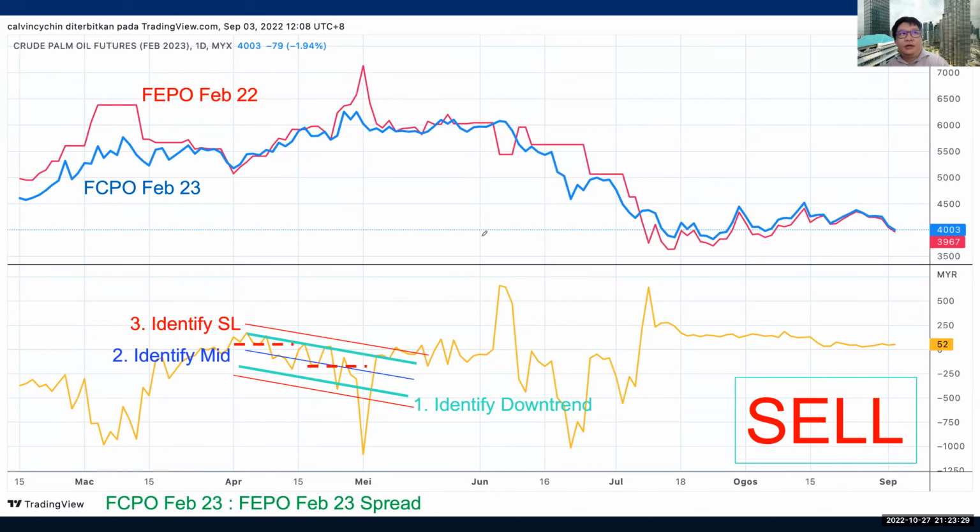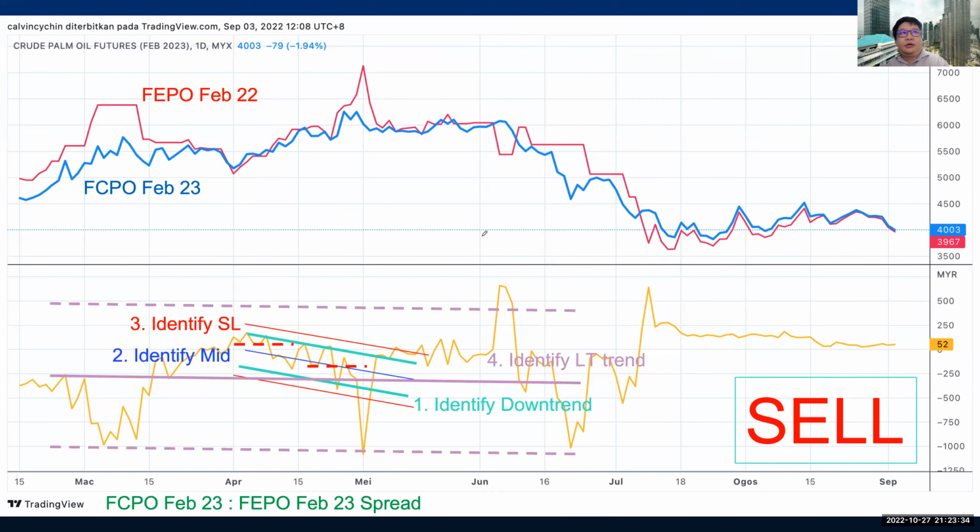Third is identify the stop loss level. Fourth is identify the long-term trend. Long-term trend is sideways, so you have to use the sideways method to do it, and enter when there is a breakout. When sideways in an upward zone, you sell, and in a lower zone, you buy. Basically, buy low, sell high.